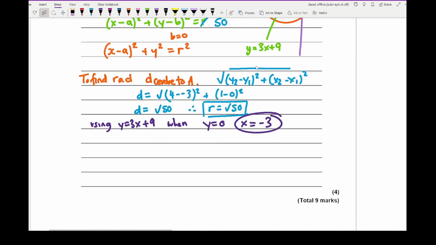So my equation of the circle is going to be x minus 3 squared, plus y squared equals 50. And there we go. In fact, there that should be a plus 3. So let me just find the right colour pen. There we go. And that's it.